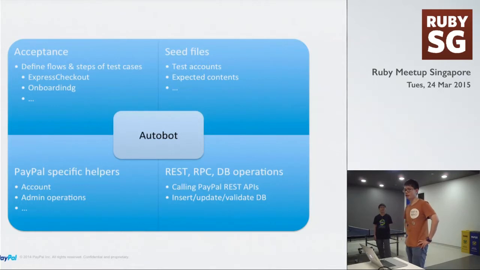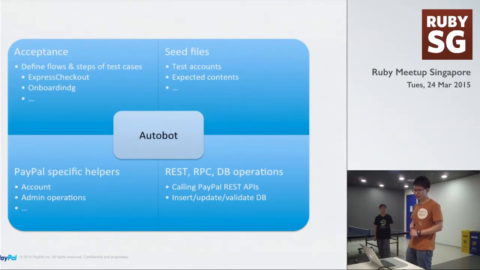And the next part is seed files. So seed files are the test data we have. They are things like test accounts and expected contents stored in the seed files. And for different countries, we have different seed files, so we can use the same test script for different countries just by selecting a different set of seed files.